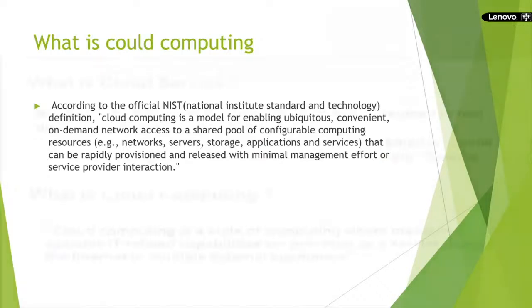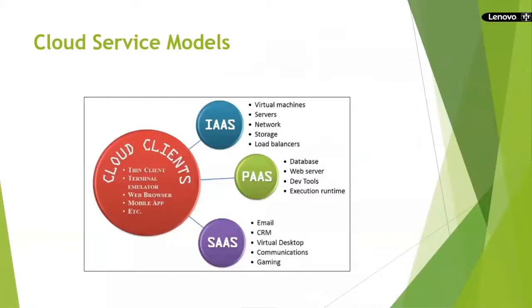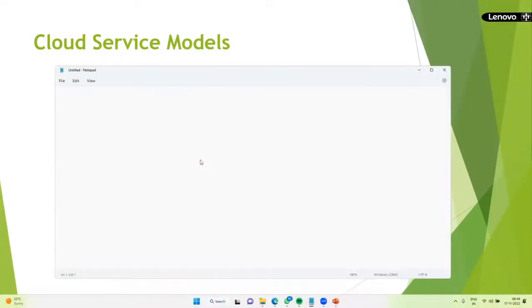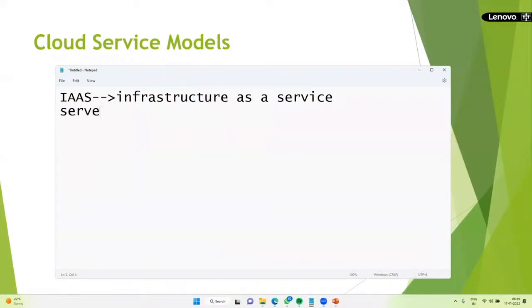In the cloud, we have three types of services, guys: IaaS, PaaS, and SaaS. Based on your business requirement, you can decide which cloud service model is required. First, infrastructure as a service. What comes under infrastructure? Server, storage, network, database, load balancer. These all come under infrastructure as a service.